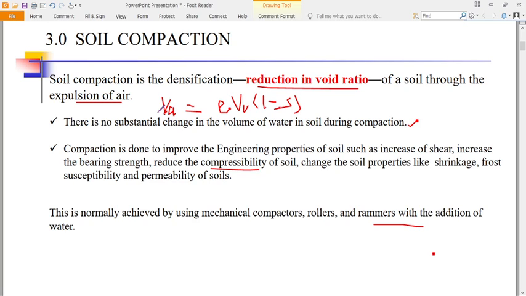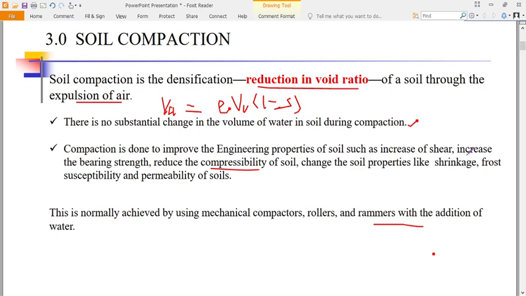Compaction is done to improve the engineering properties of soil, such as an increase in shear strength. Indeed, you increase the shear strength because it depends on the internal friction, or how well the soil is interlocking. By packing the particles within a mass, you increase the internal friction, therefore improving the shear strength. If you increase the shear strength, you automatically increase the bearing capacity, because the bearing capacity is a function of shear strength, which is a function of both the angle of friction and cohesion, as we shall see.